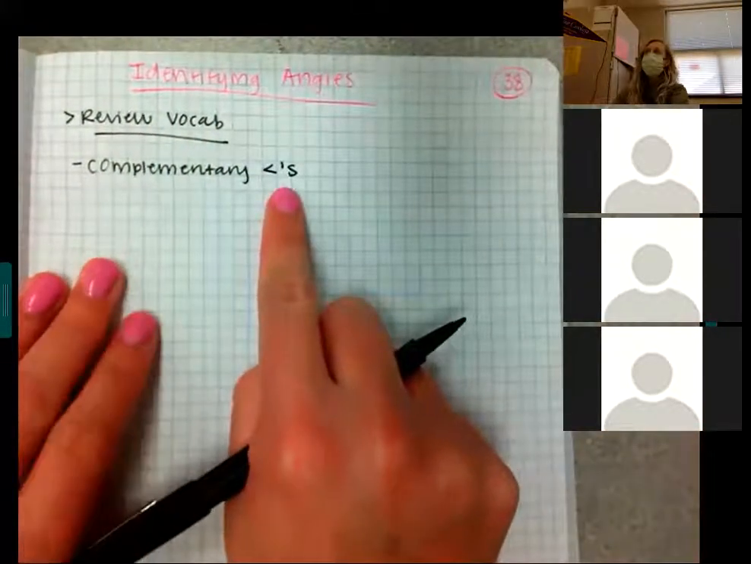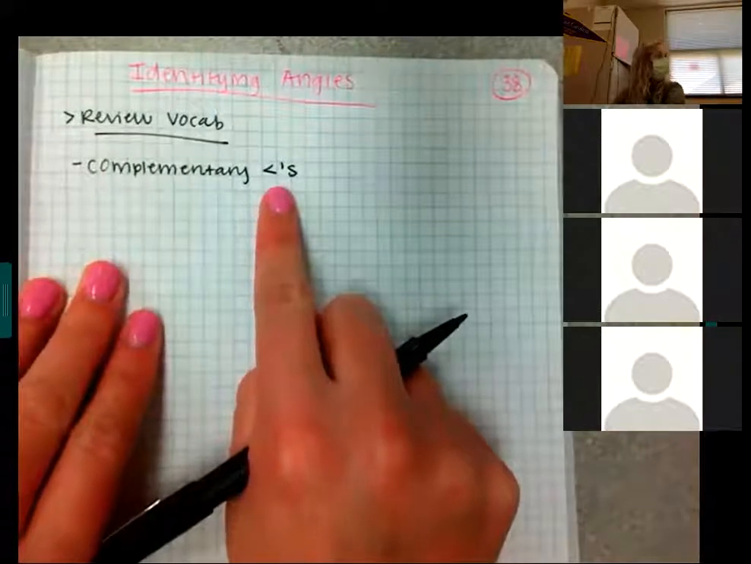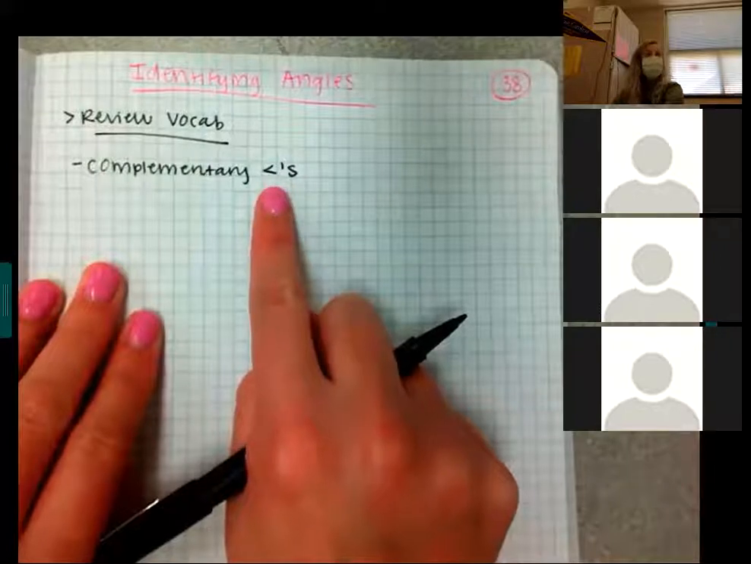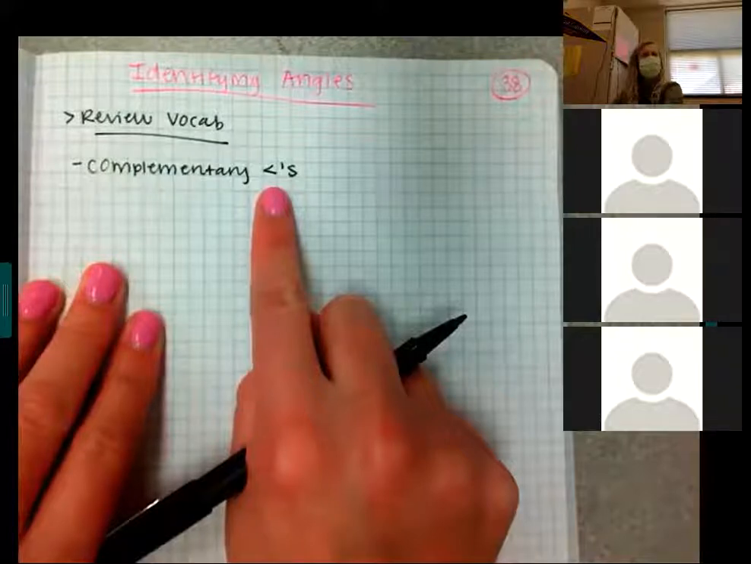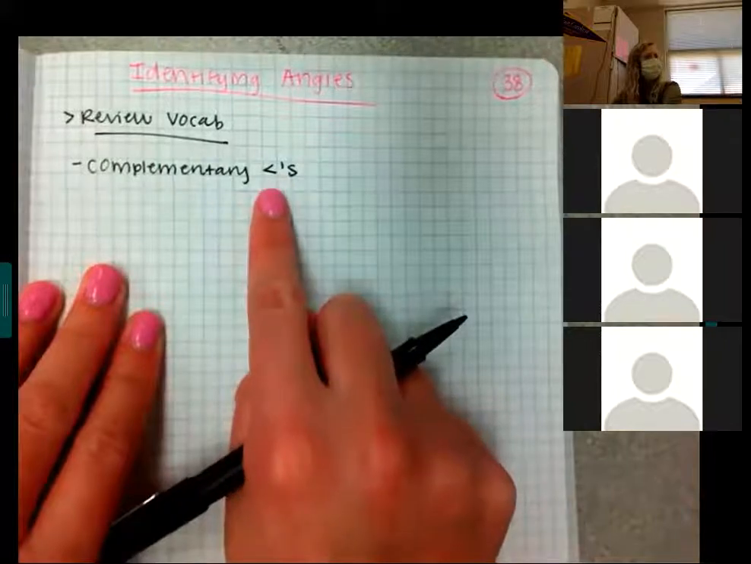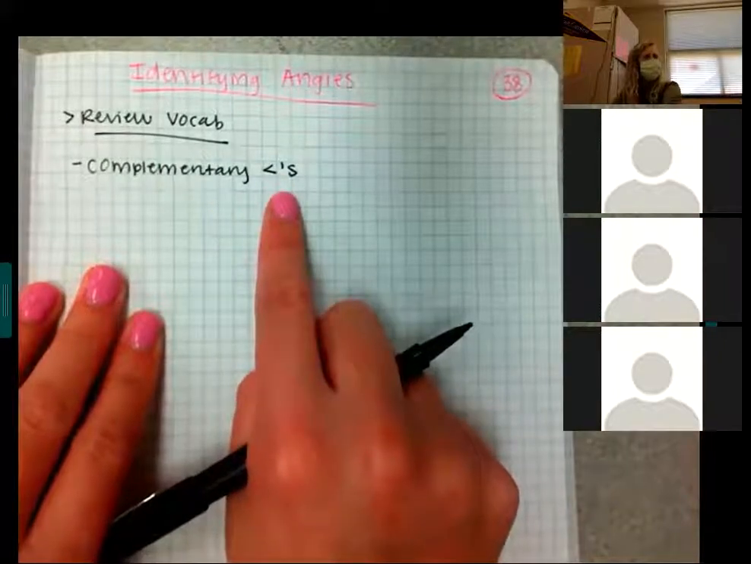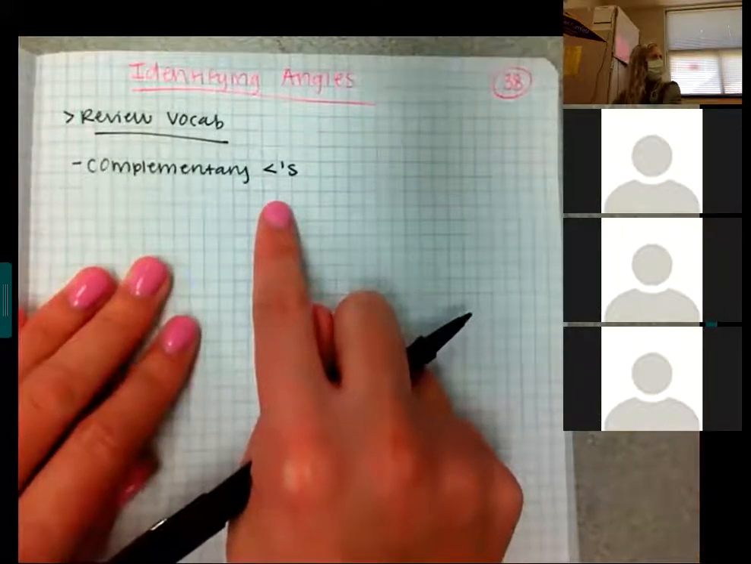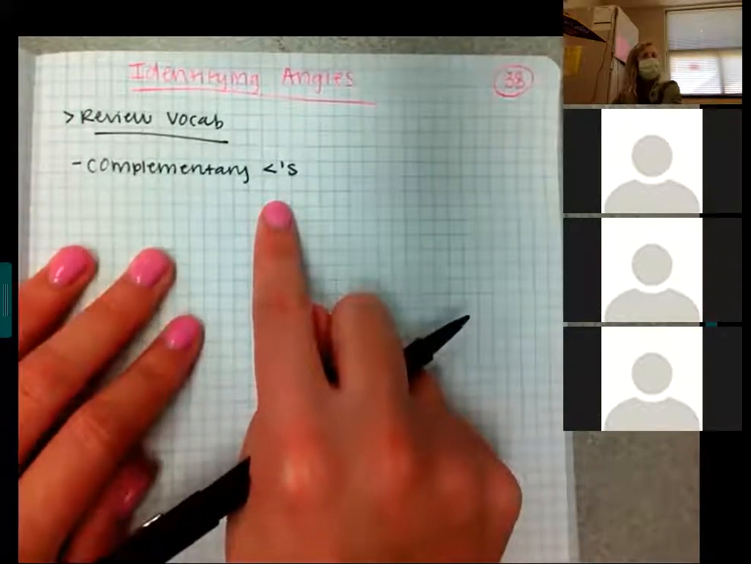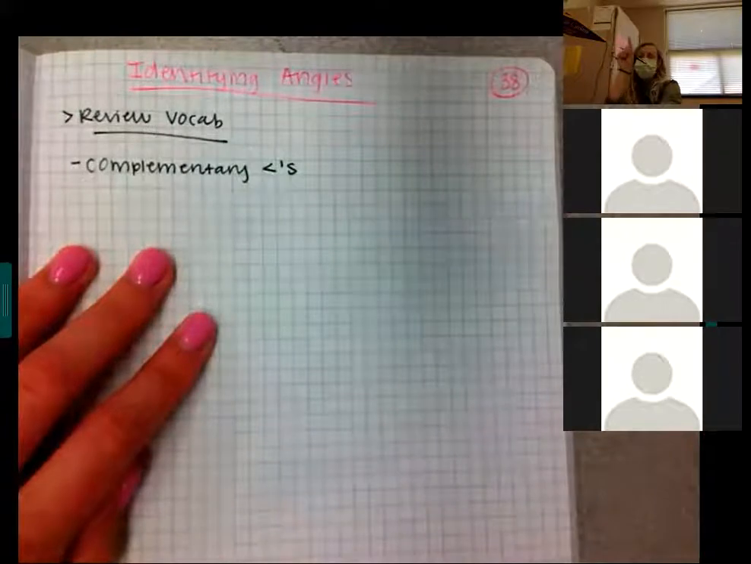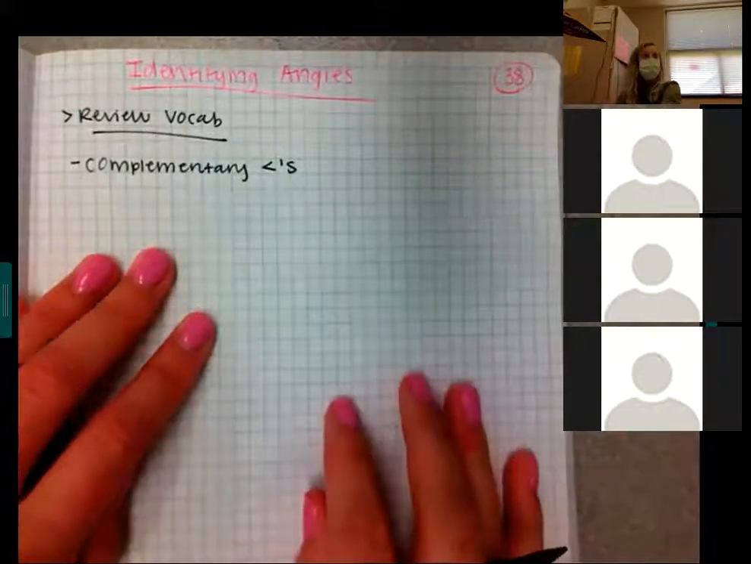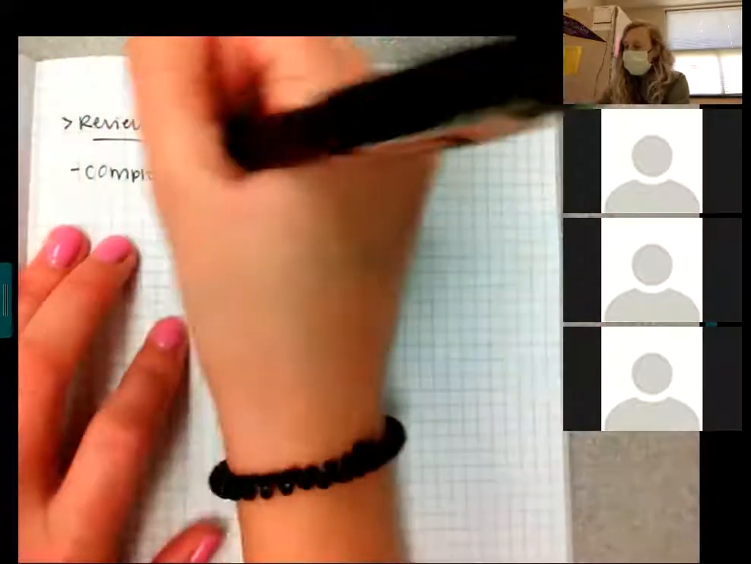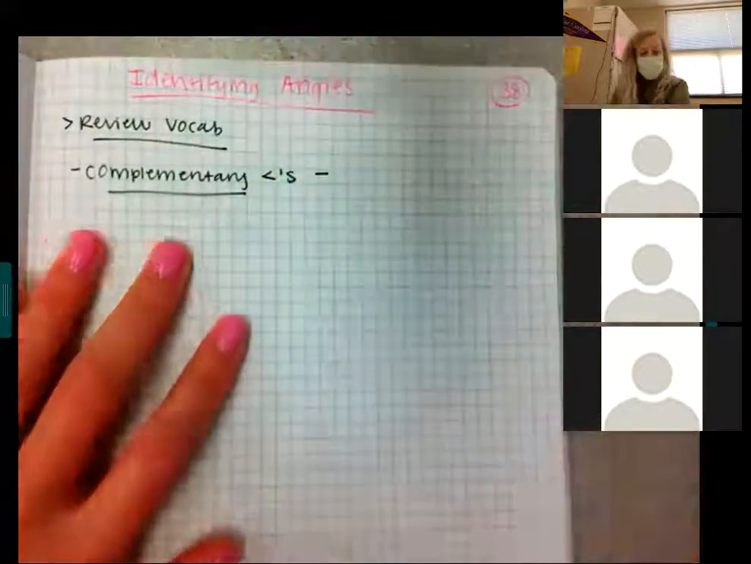That little symbol right there, does anybody know what that means? Angle? That means angle. Obviously, it's not a greater than or less than because there's no numbers. Let's use our brains. It's not a less than sign. Complementary angles, you see a little angle symbol, okay? All right, what are complementary angles?